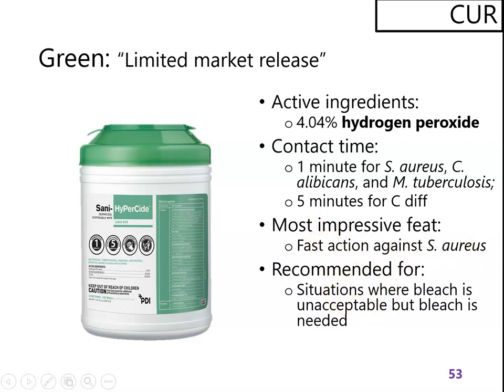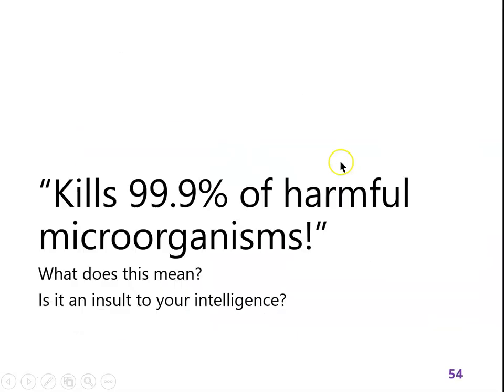And then what I'm skipping is they also make Sani Hands, which is a regular alcohol hand sanitizer. And if you look that up, it says kills 99.9 or 99% of harmful microorganisms. And that's how you know you're not looking at an EPA certified product. That's how you know you're in the realm of FDA certified hand sanitizers, which, compared to these things, are garbage. So let's talk about it.